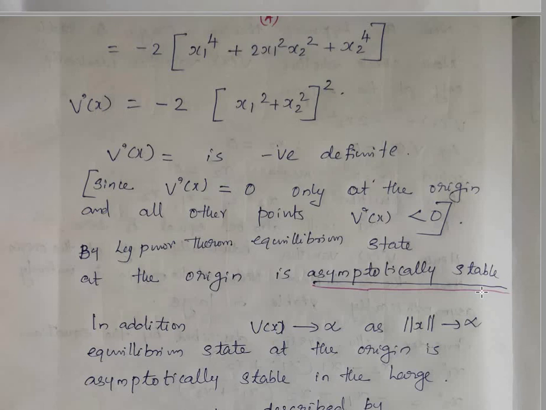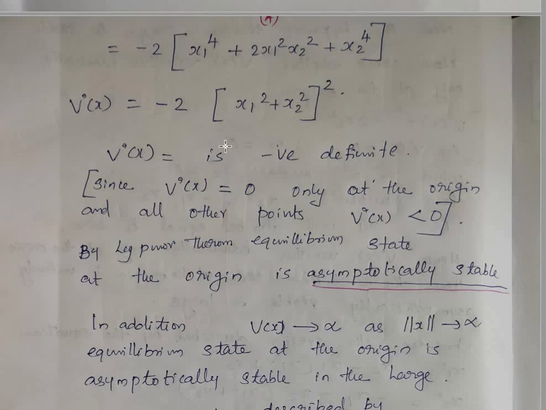The Lyapunov theorem for asymptotic stability is this: suppose the system is described by x dot equal to f of x comma t, and f of 0 comma t equal to 0. If there exists a scalar function V of x having continuous first partial derivatives and satisfying the conditions that V of x is a positive definite function and V dash of x is a negative definite function, then the equilibrium state at the origin is said to be asymptotically stable. That is the Lyapunov theorem for asymptotic stability. Please go through the theorem part.